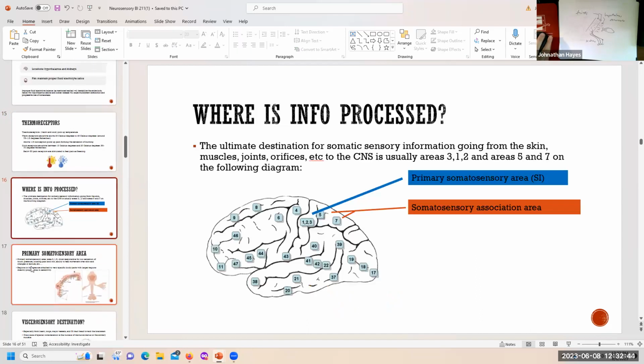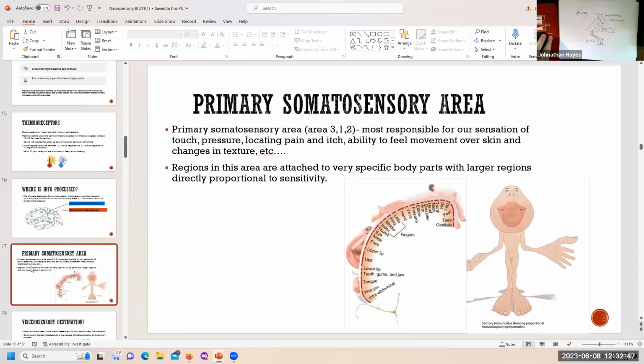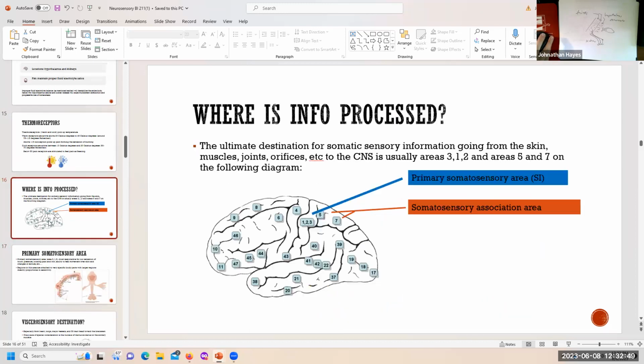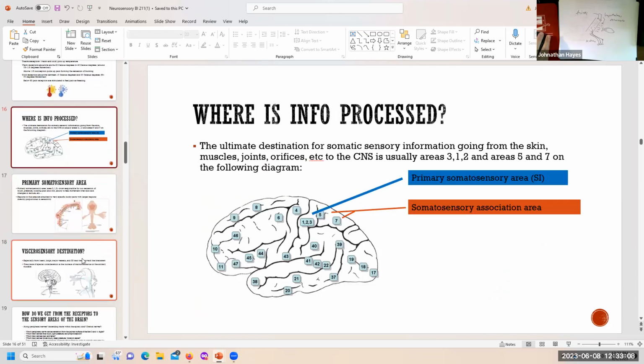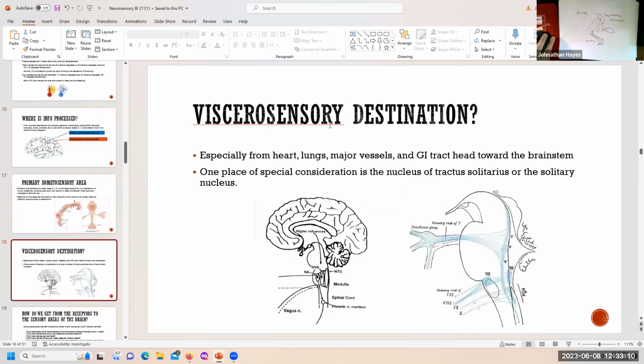Processing of information. If it's somatosensory information, it's usually going to be processed in the postcentral gyrus and the somatosensory association area, so areas 3, 1, 2, 5, and 7. If I'm picking up information from the skin and joints, that's the parietal lobe. However, if I'm picking up viscerosensory information, most of that's going to occur in the brainstem.